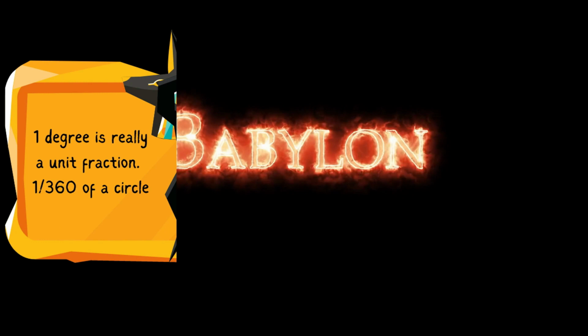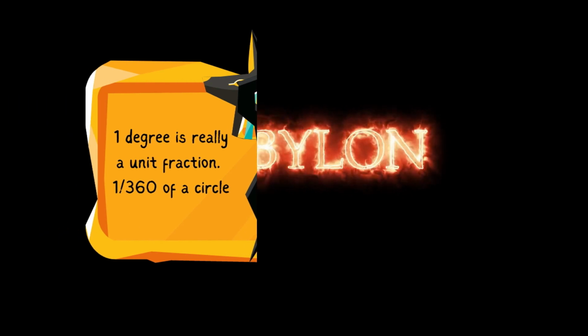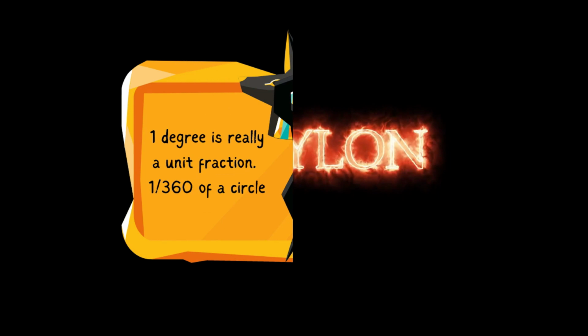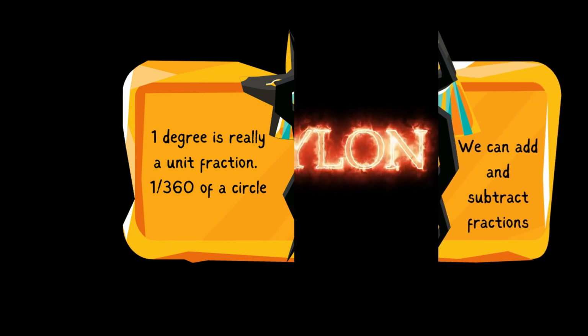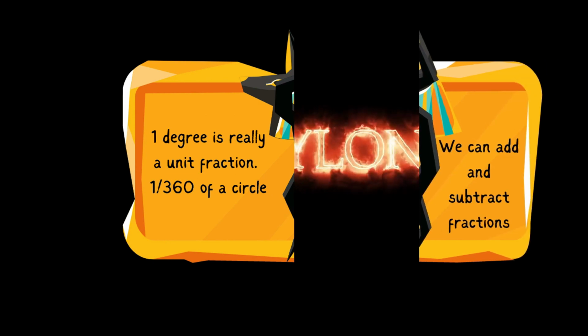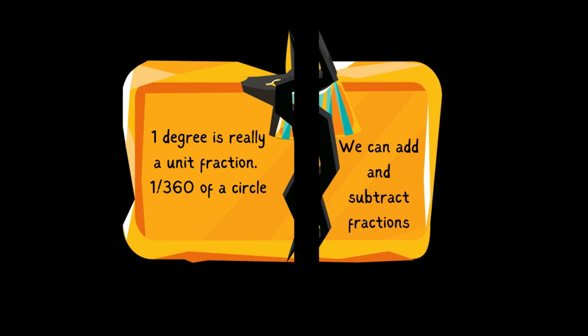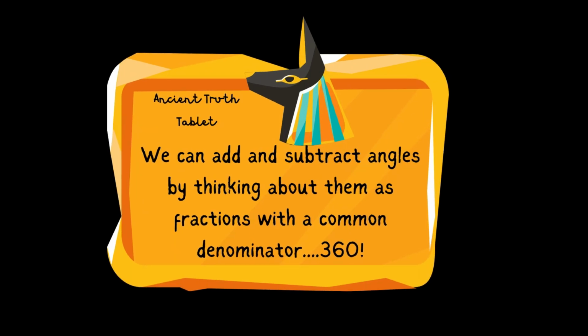So if we believe that 1 degree is really a unit fraction, 1/360th of a circle, and we bring that along with the second part of our tablet, which says we can add and subtract fractions, then we should be able to put that together to come up with the key concept of our whole lesson. We have found the ancient truth tablet of the Babylonians, which says we can add and subtract angles by thinking about them as fractions with a common denominator, which is 360.